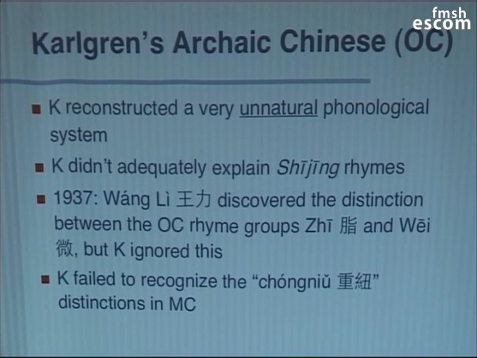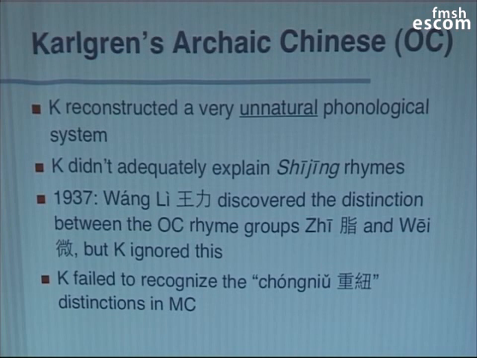During Karlgren's lifetime, in 1937, Wang Li, the Chinese linguist, discovered the distinction between these two rhyme groups, Zhi and Wei, and everybody had accepted this, as far as I know, except for Karlgren. As far as I know, he never mentions it, and he did not accept this. But this was one additional distinction, a more fine-grained analysis of Old Chinese rhyming.